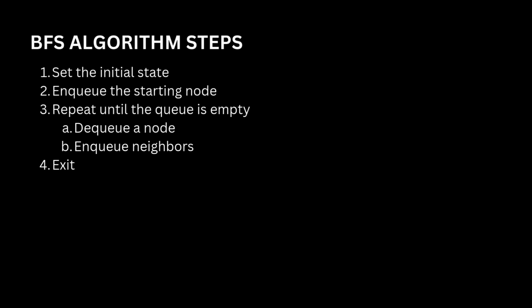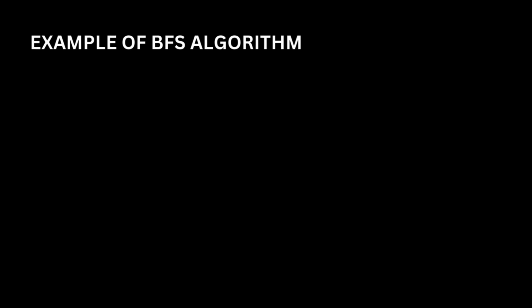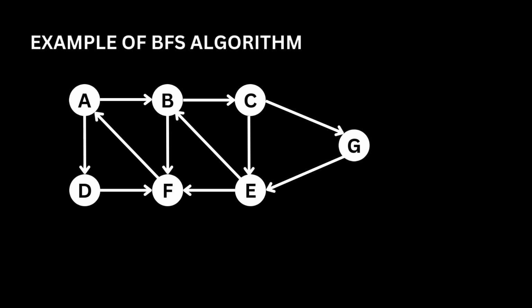This algorithm ensures that all the nodes are visited level by level, starting from the root node and exploring all the neighbor nodes before moving to the next level. Now let's understand the working of BFS algorithm by using an example. Here you can see in the example, we have a directed graph having 7 vertices.